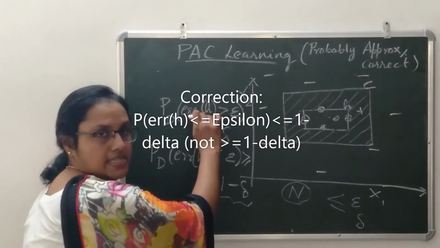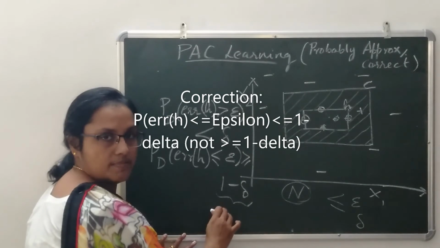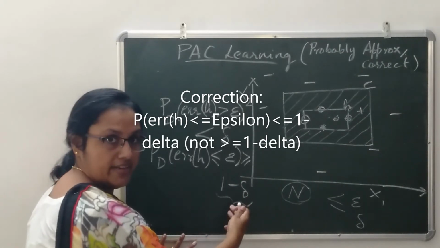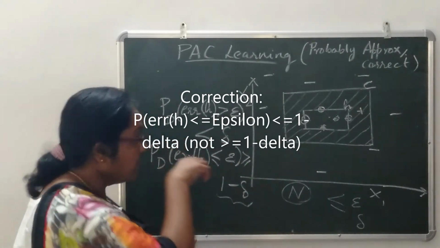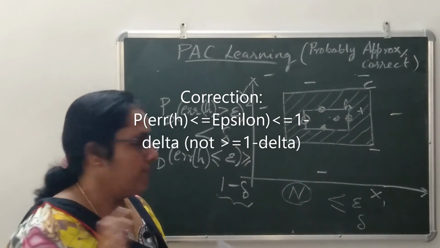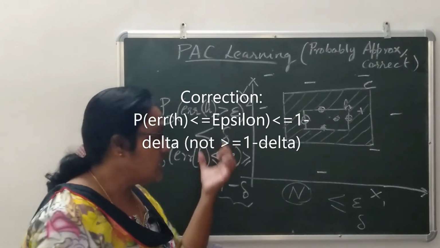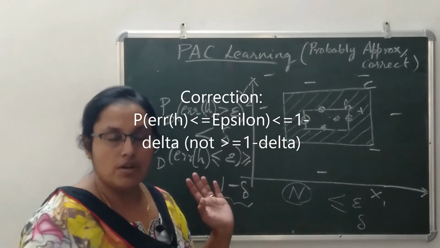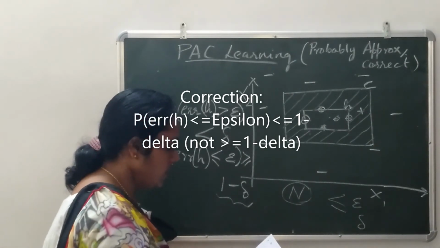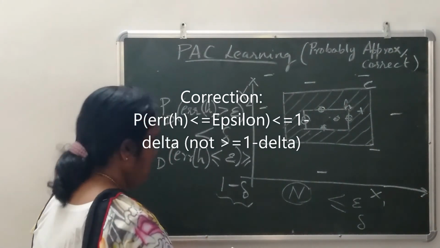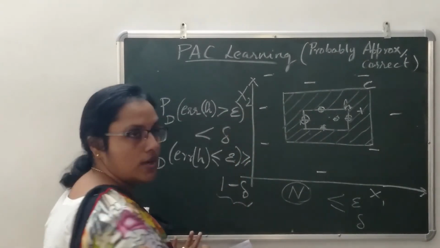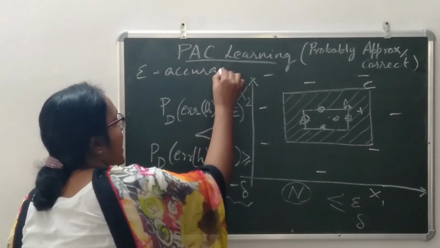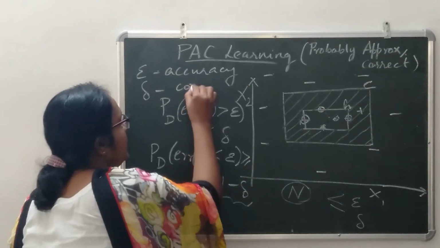So either you can write it in terms of error or in terms of certainty. If this condition or this condition is satisfied, remember that both these values are less than 0.5, then we can say that that particular concept is PAC learnable. The epsilon parameter is called the accuracy parameter, and delta is the confidence parameter.